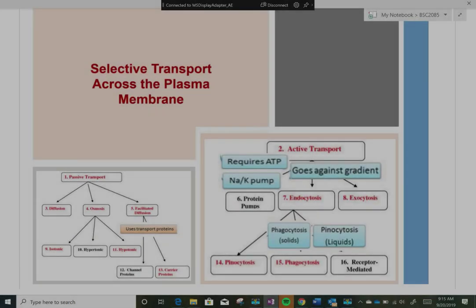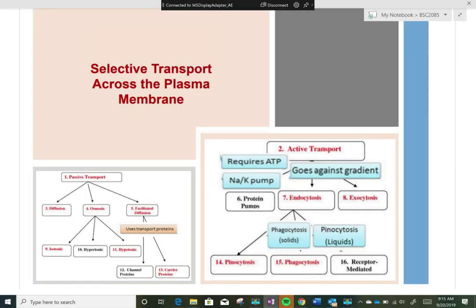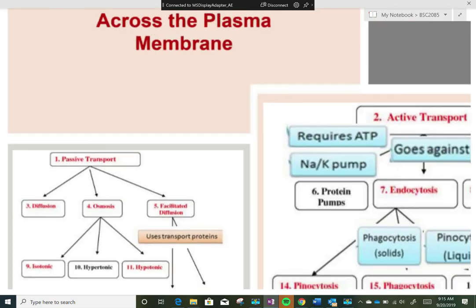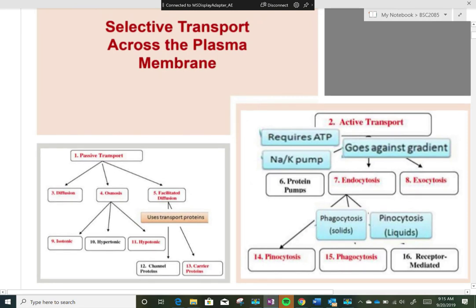That first slide gives you an overview of what selective transport is, right? The whole thing about transporting is you're transporting substances across the cell membrane. You also are transporting using transport proteins as well. And of course, like we mentioned, there are two mechanisms of transporting. One is through passive transport, right? The other one is through active transport.